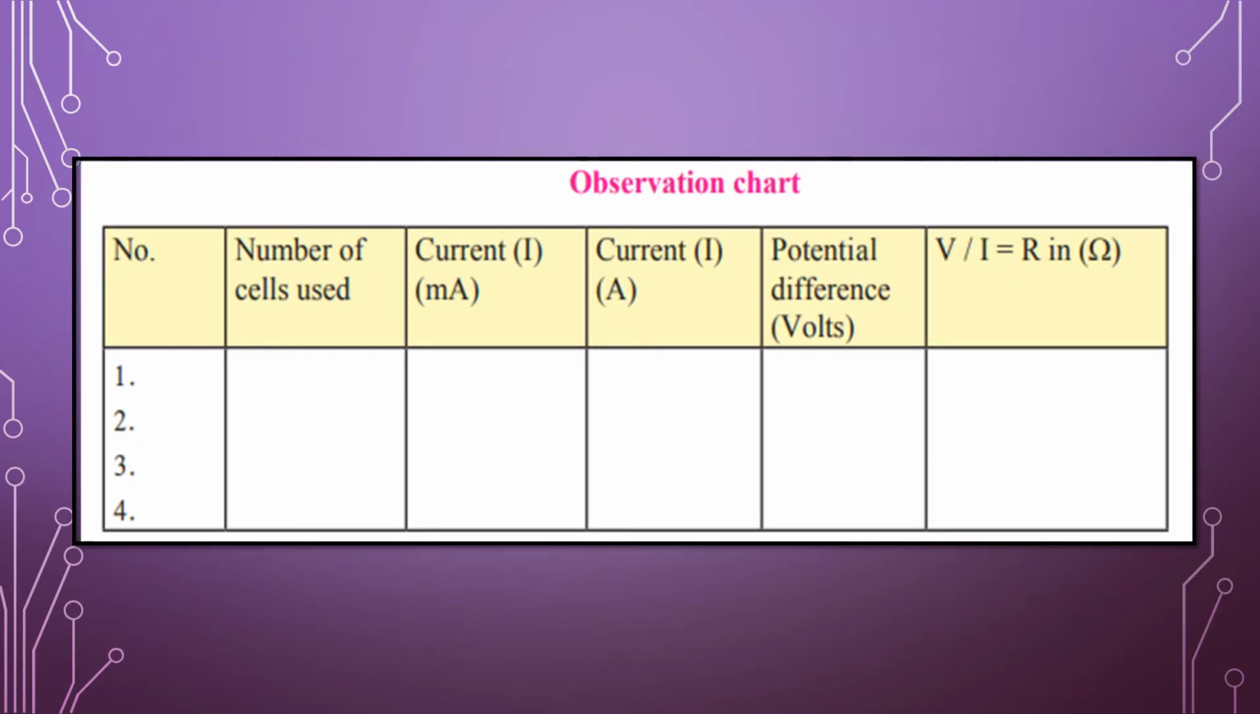Now whichever observations you get from this Ohm's law experiment can be mentioned in this observation chart, that is the number of cells used. First one cell, next time two cells, then three cells and then four cells. With the help of the ammeter and voltmeter, you can measure the values of current in milliampere or ampere, and the potential difference in volts. And afterwards, you can take the ratio of potential difference and current. Then you will understand, children, that this ratio of potential difference and current remains constant. That is called resistance, and the resistance should be in ohm.